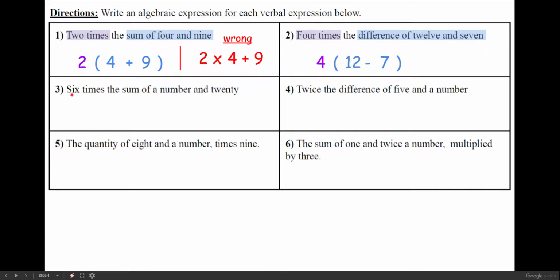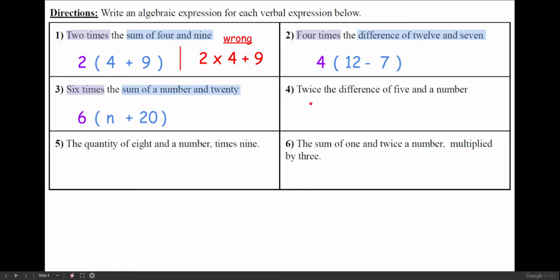All right, number 3. 6 times the sum of a number and 20. So the sum of a number and 20. Well, you're going to add two things. You're going to add a number plus 20. What number? Oh, well, if we don't know, we're going to use a variable. We use n for our number. So if you're going to add a number plus 20, and you're going to do 6 times it, well, put it in a package, multiply it by 6.